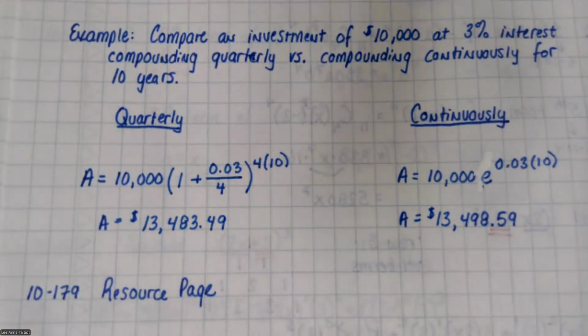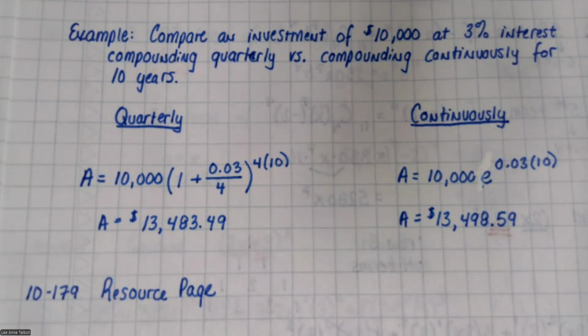So just a little bit more money for continuously. Continuously should always be the most. So if you get more for something else, you did it wrong somewhere, but that's really it for that. I love it. It's amazing. We'll do 179 on Monday, so we'll start with that.